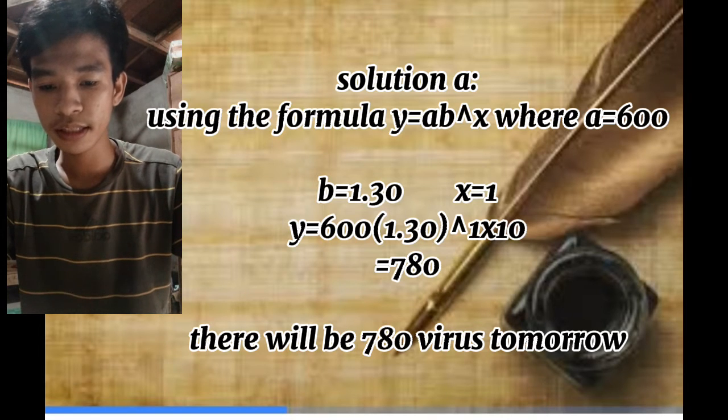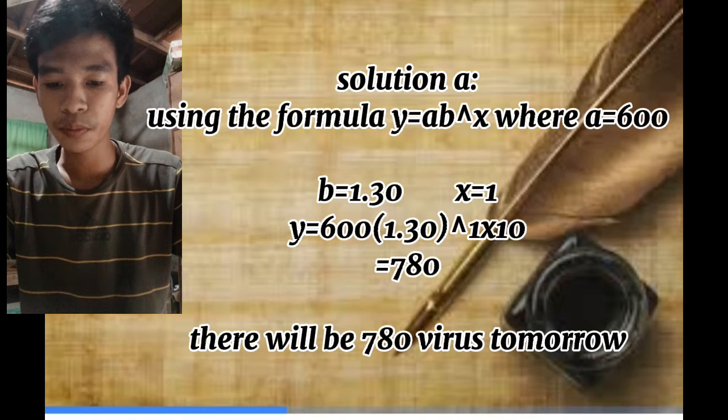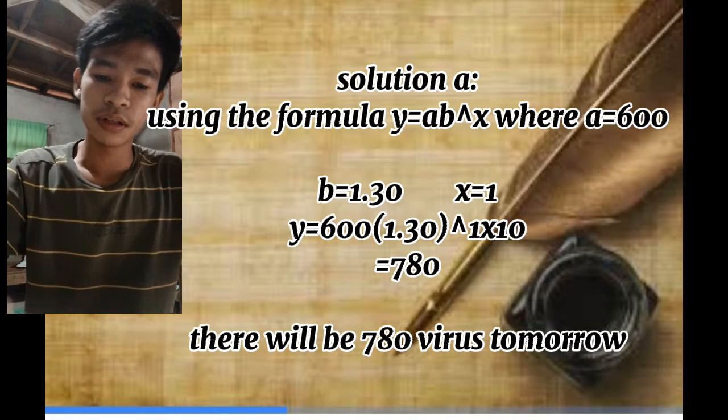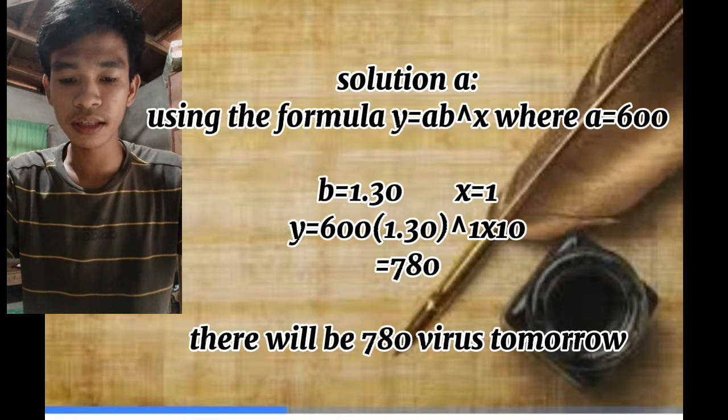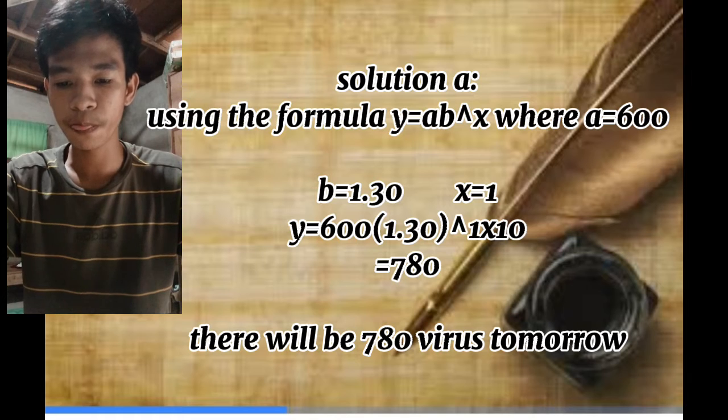Then, y equals 600 times 1.30 raised to 1. So, the answer is 780. So there will be 780 viruses tomorrow.